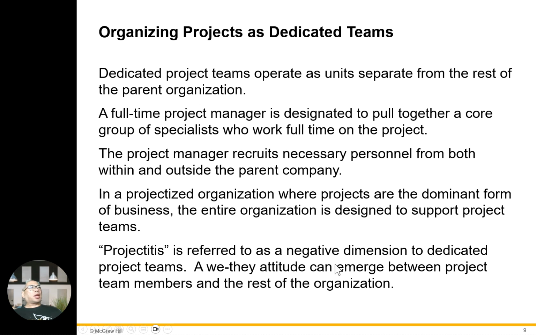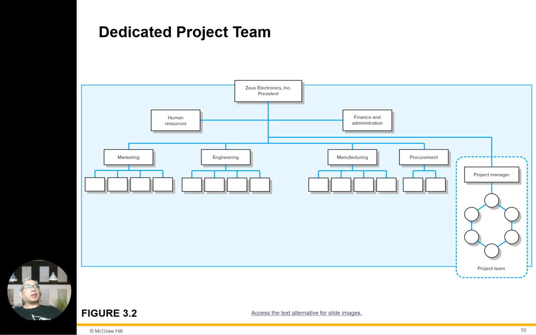Projectitis is referred to as a negative dimension of dedicated project teams, as an us-versus-them attitude can emerge between project team members and the rest of the organization. In this dedicated project team example, there's the president, human resources, marketing, engineering, manufacturing, procurement, and the project manager. There's a project team that stands by itself there.